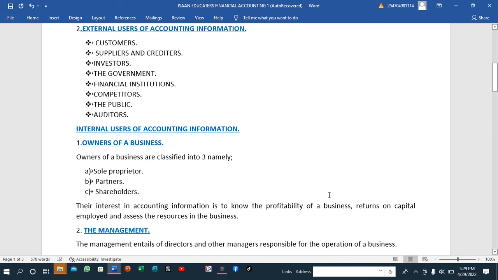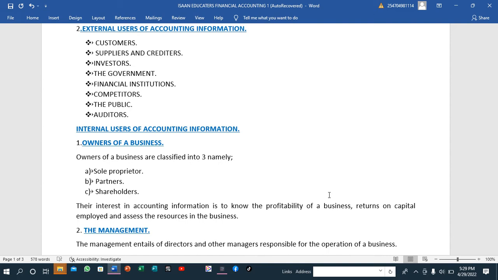When you explain these users of accounting information, you're supposed to state the user of the accounting information and also explain their interest in accounting information. So you are going to explain the internal users first. For the internal ones, we have the owners of a business. The owners of a business are classified into 3: the sole proprietor, the partners, and the shareholders.